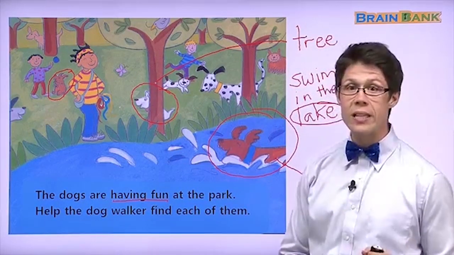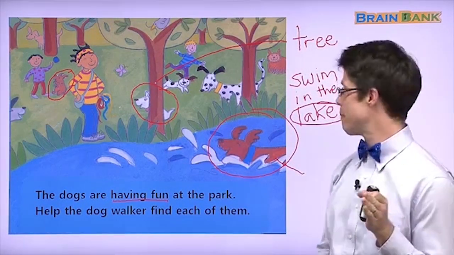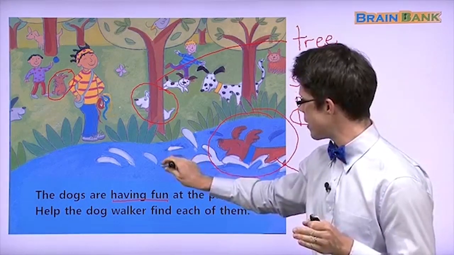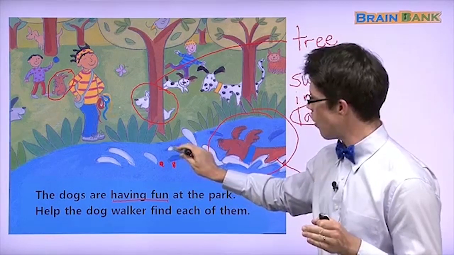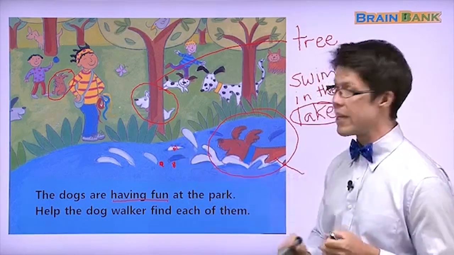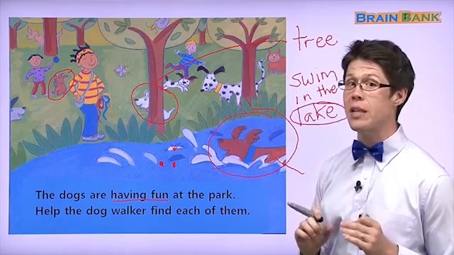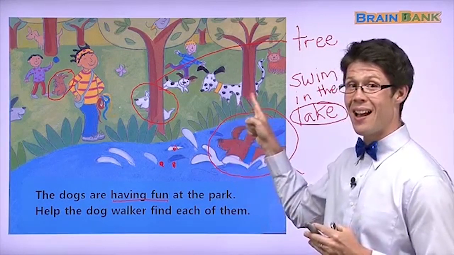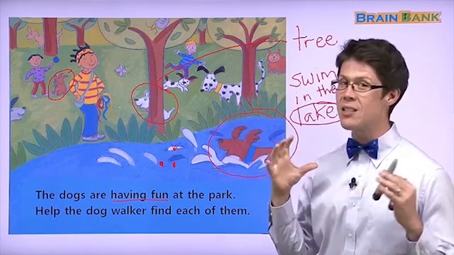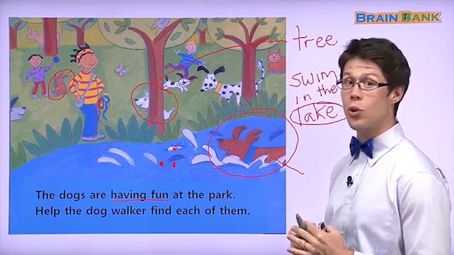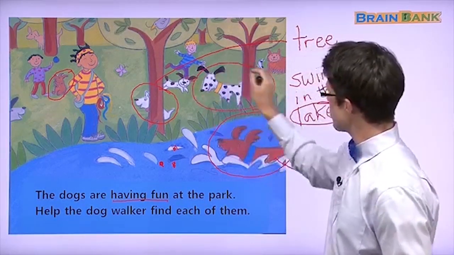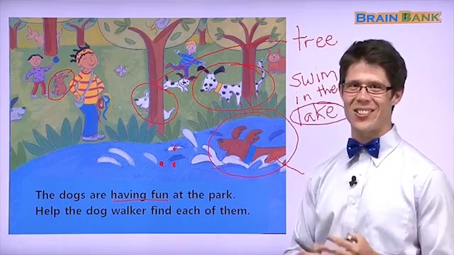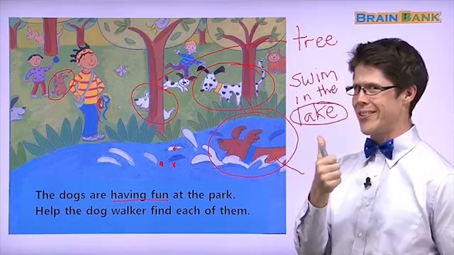And where is the spotted dog? Remember, spotted. Like this, right? Spotted. There's a white dog with black spots. He's the spotted dog. Where's the spotted dog? He's behind the tree, right? Little white dog처럼 spotted dog도 behind the tree. 나무 뒤에 있어요. We found all the dogs. Good work. Good work. 잘했어요.